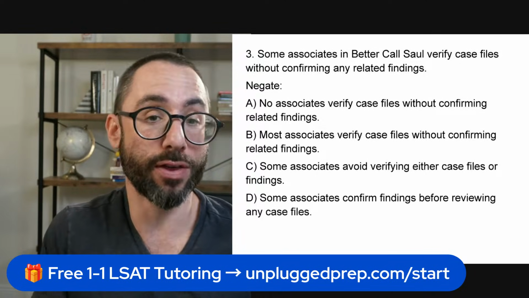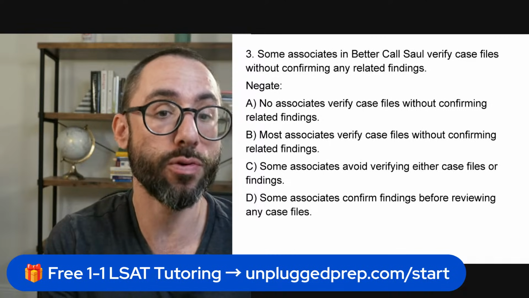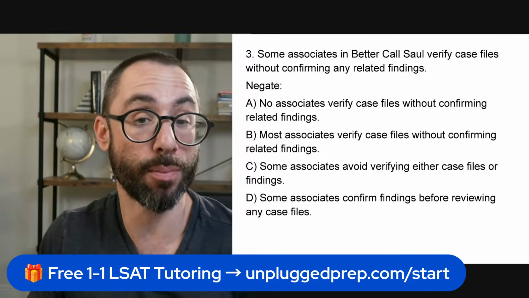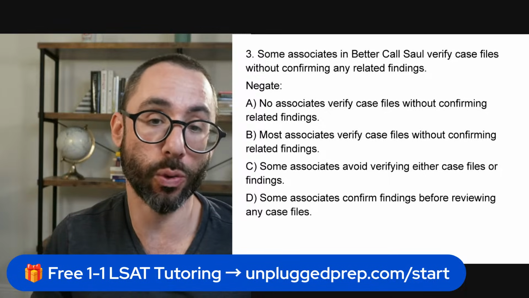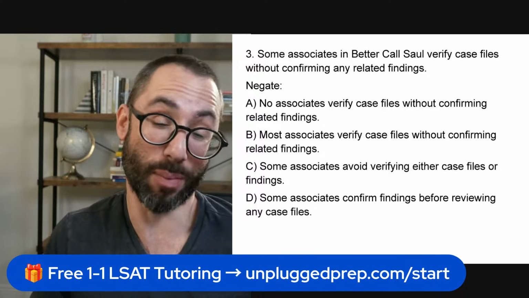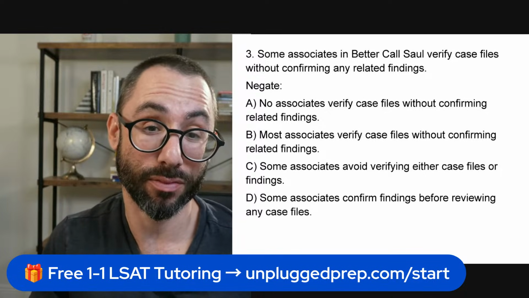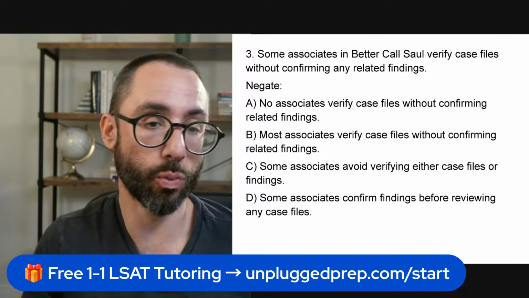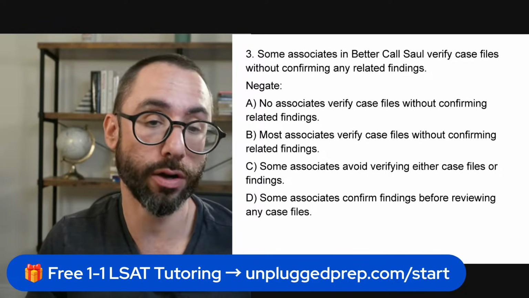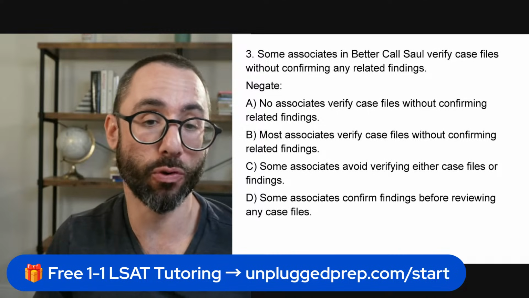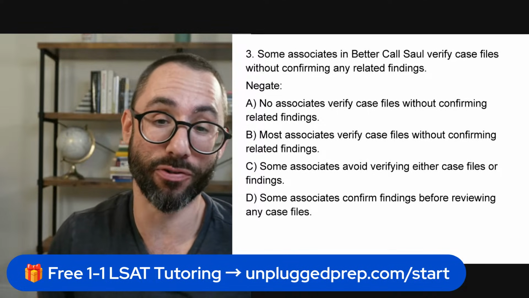So original says some associates verify without confirming. Opposite of some is none, meaning no one. So any choice saying most, probably not going to be right. So you wouldn't want to choose B for this one, certainly. You'd probably want to choose something saying no or none. Opposite of some is none. And of course, only choice A says that. So the answer is in fact A.